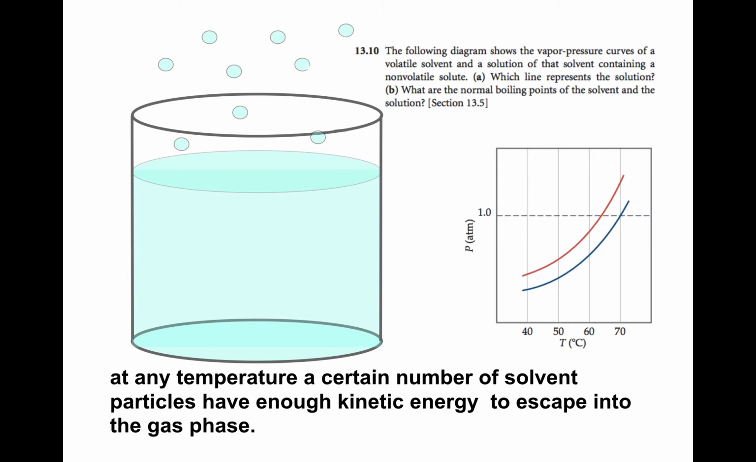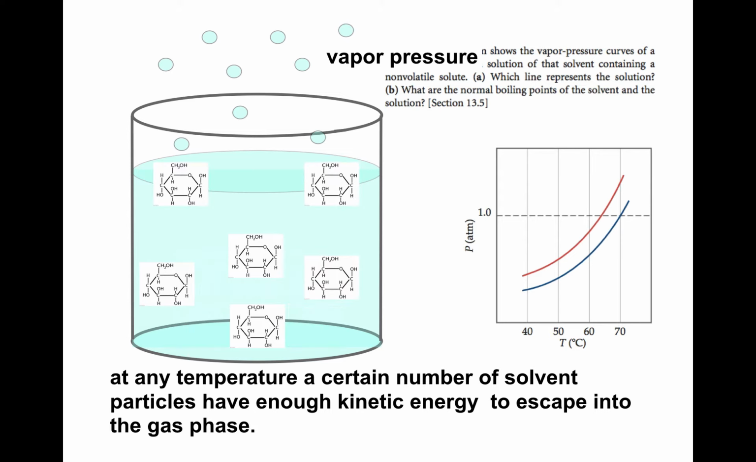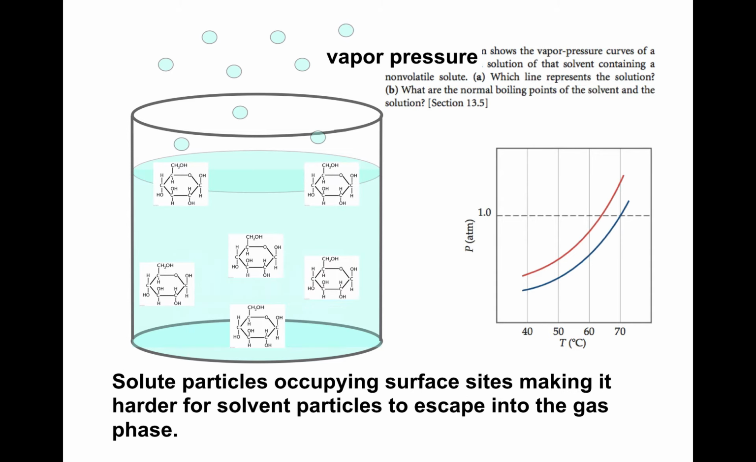All right, if I put a non-volatile solute into this solvent, something like sugar, which doesn't have vapor pressure, the sugar breaks apart and it occupies surface sites, which doesn't allow the solvent to be there, right? So if you've got a sugar at the surface site, there's no solvent there.